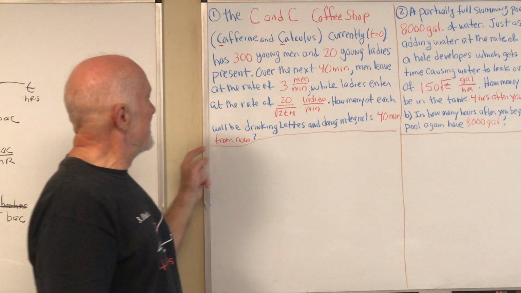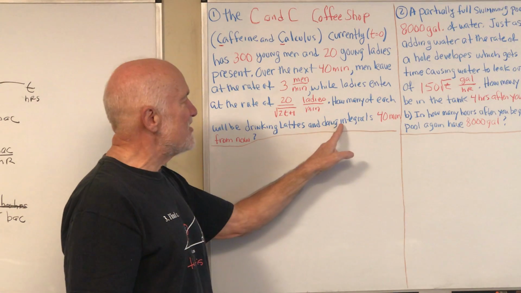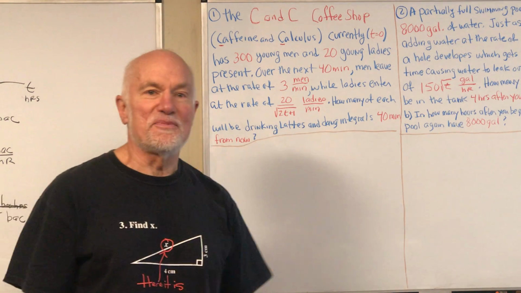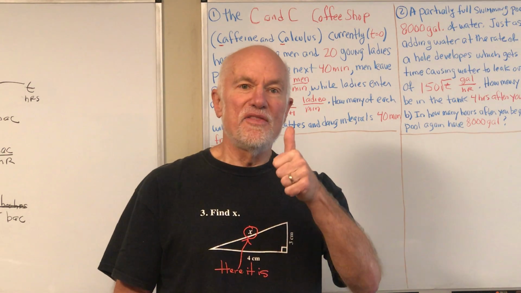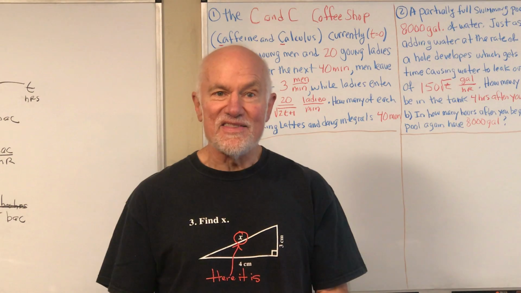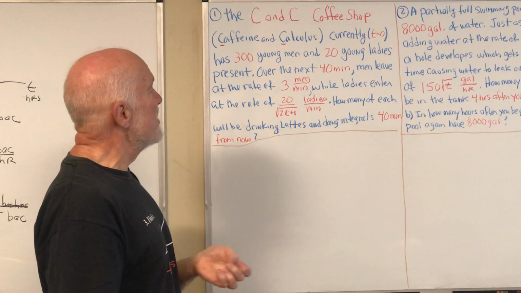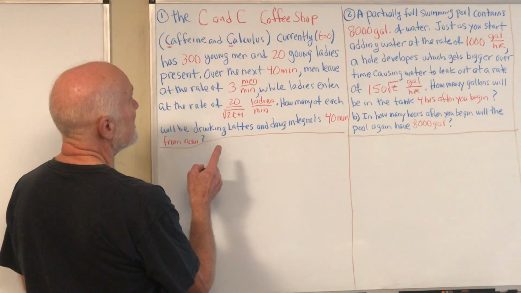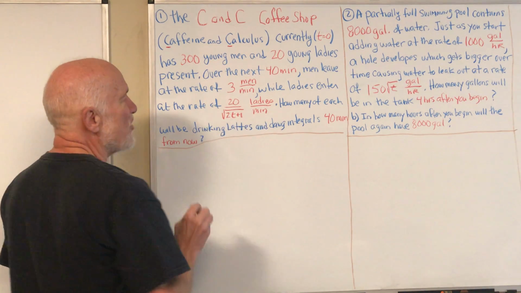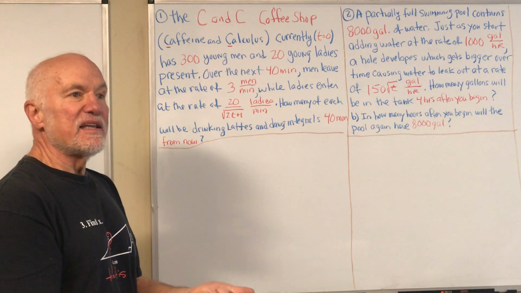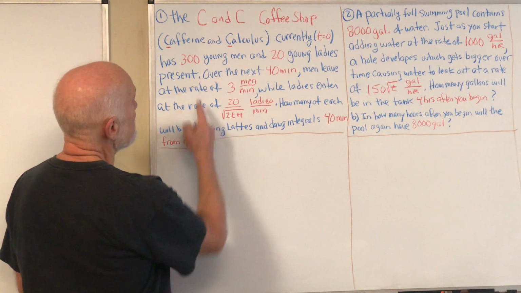And my question is, how many men and how many ladies will be drinking lattes and doing integrals 40 minutes from now? So what is it we're trying to find in this problem? We're trying to find the number of men and the number of ladies. But we don't have a function that tells you the number of men and the number of ladies. We have rates. This is men per minute. So how do you get men from men per minute? You multiply by minutes.